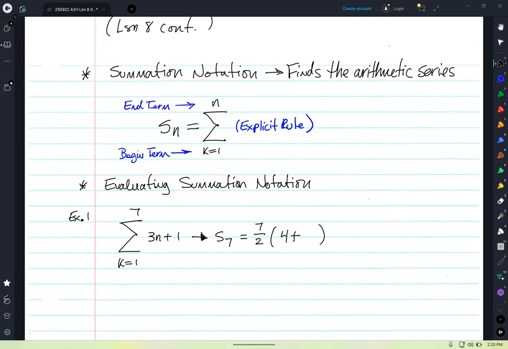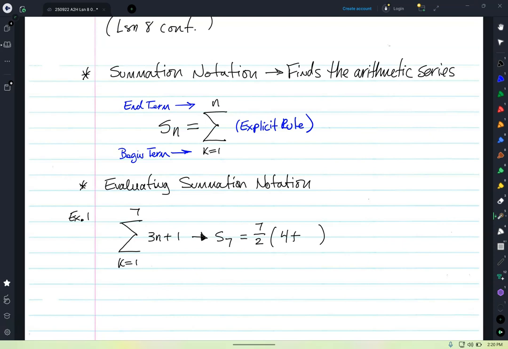And our series ends where? 1 to what? 7. Okay, and what is the 7th term in this sequence? 22. How did you get that? You took 7 and plugged it in for n because this is the explicit formula. You plug the term number in and you get the sequence value. That's the power of the drill right there.